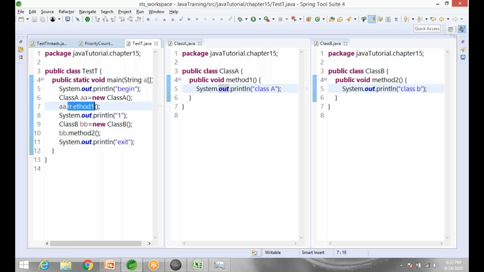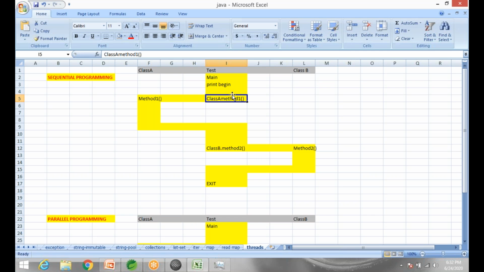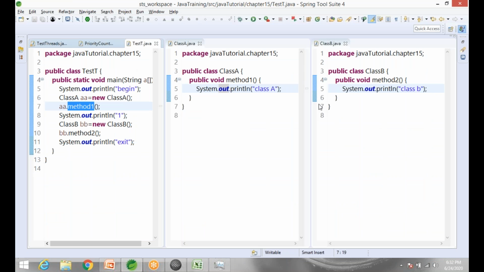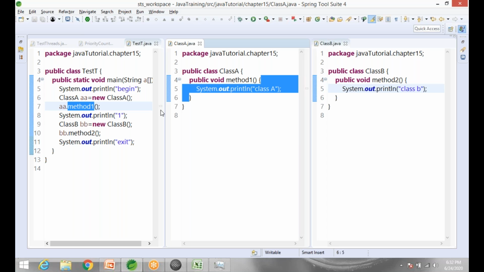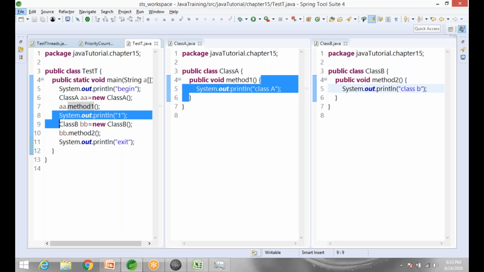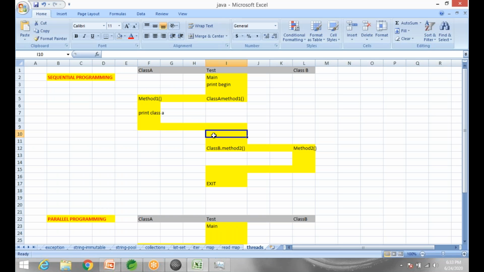The moment when you call method 1, the control goes from the main program to method 1. Inside method 1 we are printing class A. So first it prints begin. When you encounter the method call, the control goes to method 1 and you start processing whatever you have in method 1. When you're done with method 1, it returns back to whoever called it, in this case, the main method. You continue with the next line. Here, after returning back, you're printing 1.